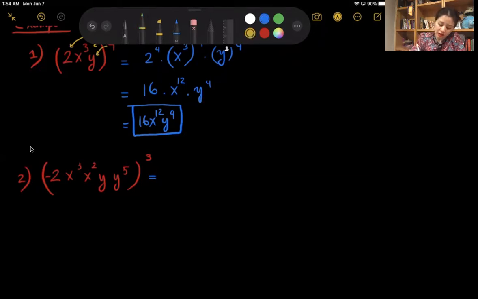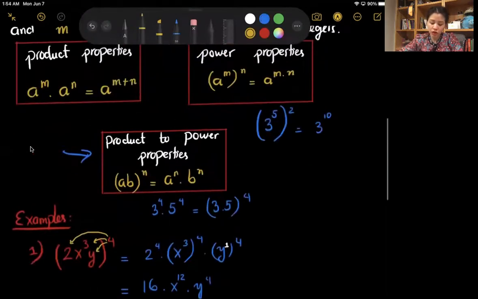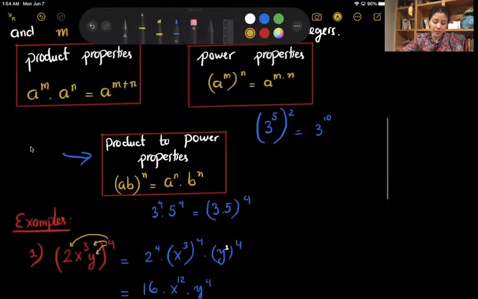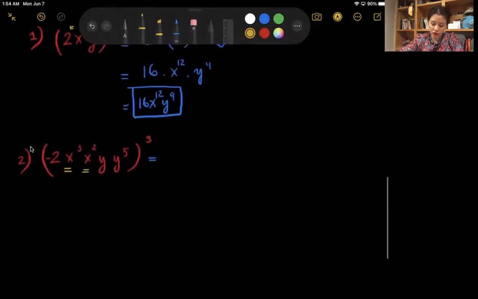If you take a look here, I see x cubed and x squared. According to the product property, a to the m times a to the n, when you multiply two of the same base, you add their exponents, right? So x cubed times x squared is x to the 3 plus 2, so you add those two exponents together. I have x to the 5th. The -2 is in front here. I'll just rewrite that.